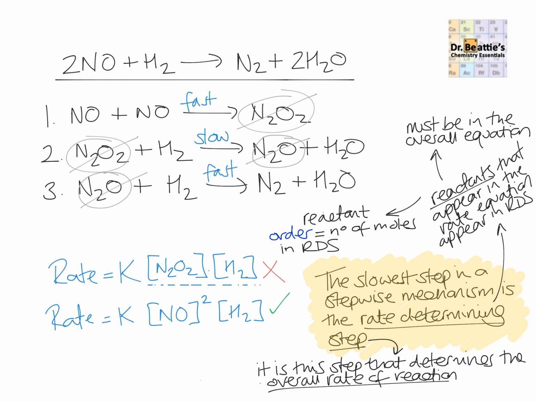So these reactants that you put in the rate equation must be in the overall equation. So it's always worth checking. If you wrote this out, you'd look at N2O2, and you'd just check the overall equation. You can see hydrogen's in there, so that's absolutely fine. That's why we kept that. But you can see N2O2 isn't. So we have to then go searching for the parent molecules, and those parent molecules should be the ones that appear in the overall equation.